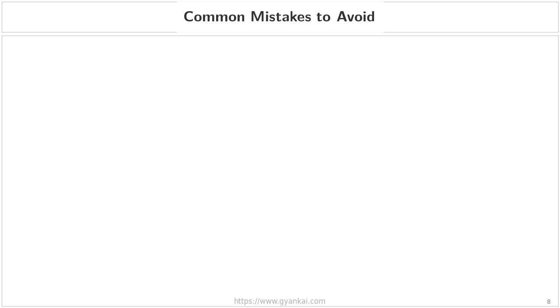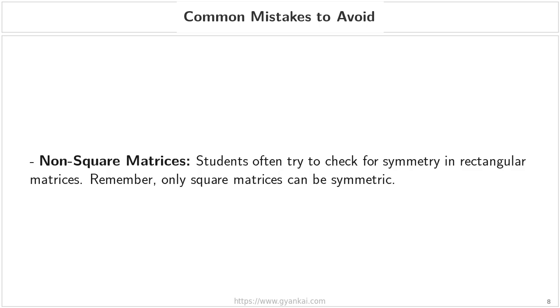Common mistakes to avoid. First, let's talk about non-square matrices. A frequent error is attempting to check for symmetry in rectangular matrices. Please keep in mind what we established in our introduction. Symmetry is a property that applies exclusively to square matrices. If the number of rows and columns is not equal, the matrix cannot be symmetric.